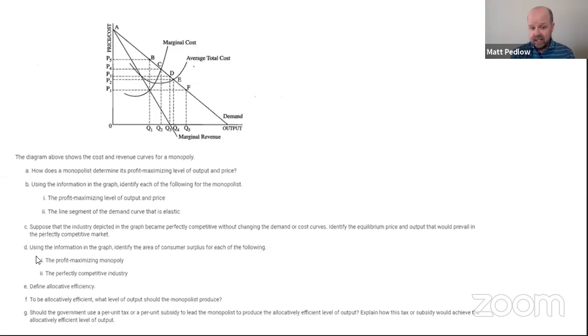All right, we did that today. Now we're talking allocative efficiency once again. Then they get to D, they want you to identify consumer surplus for a monopoly, and then if they become allocatively efficient. E, all right, they've led you to this allocative efficiency, so E, define it. F, does a kid actually know where it is? You guys should by this point, based on what we did today. And then G, would they use a tax or per unit subsidy to get them there? And then explain why or how.